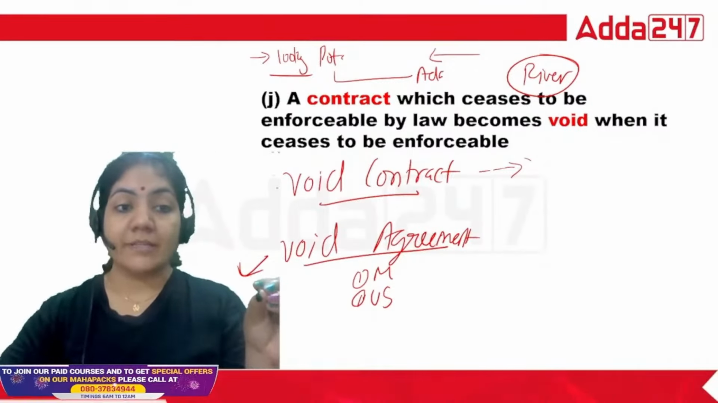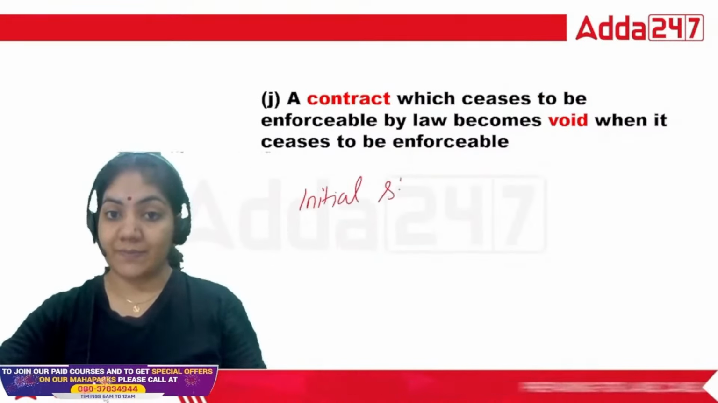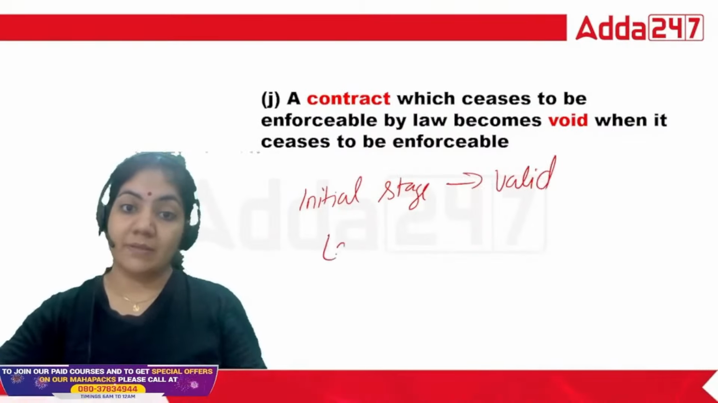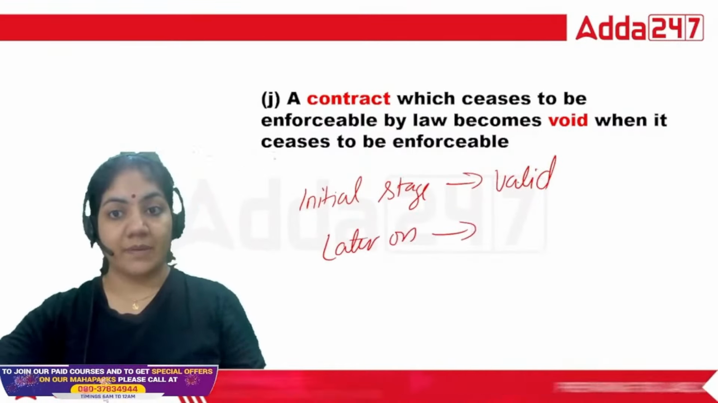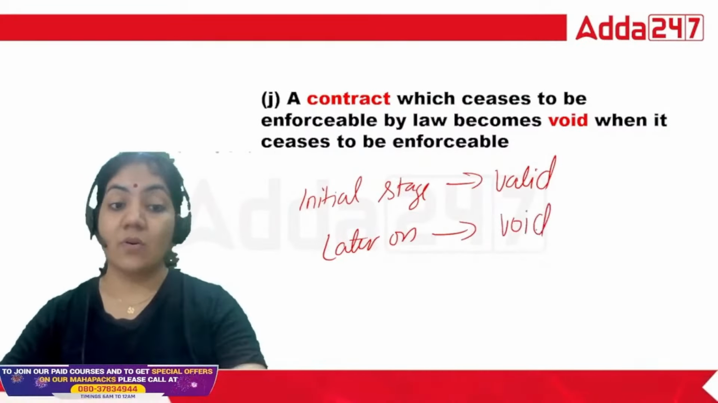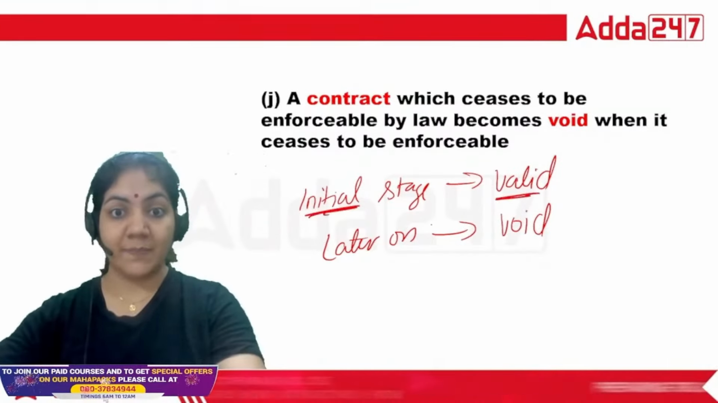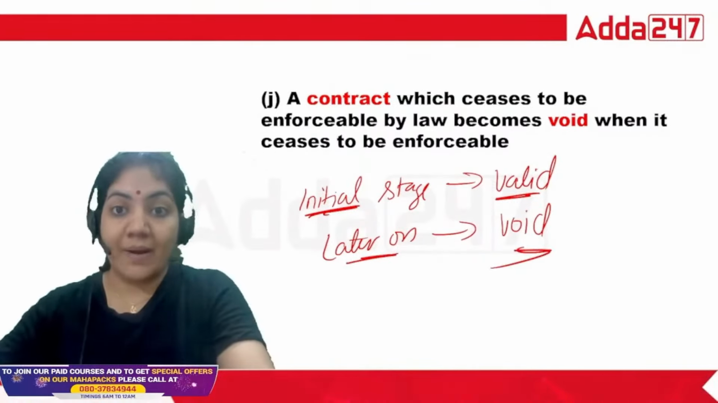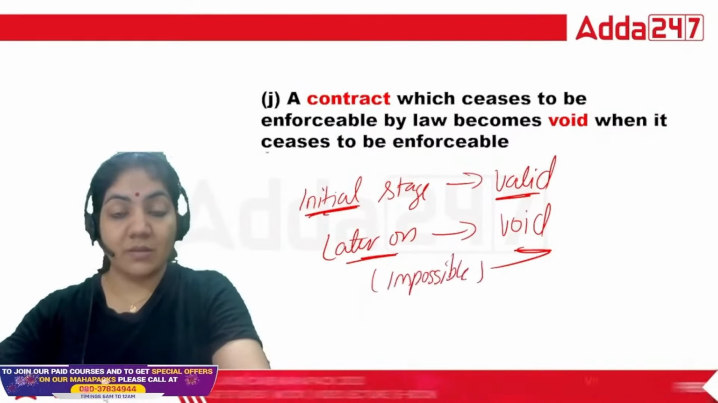So the void contract is basically one that in the initial stage is valid, but later on it becomes void. In the initial stage it is valid, but later on it is void, because it is no longer possible. Why is it void? Because later on it is not possible once the potato sunk in the river.